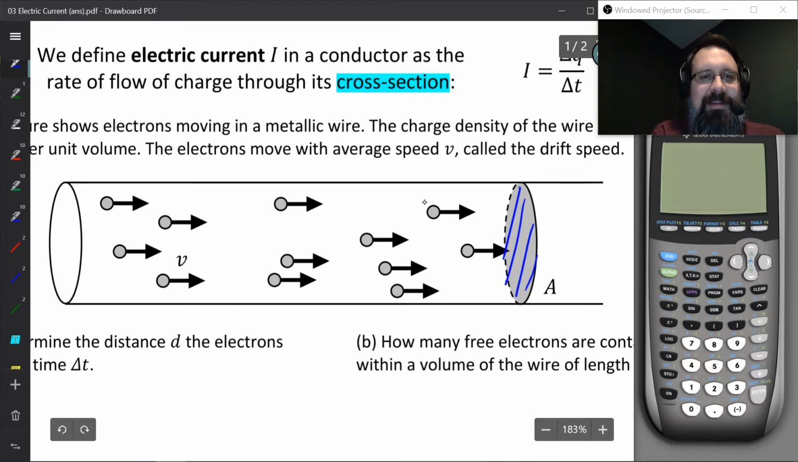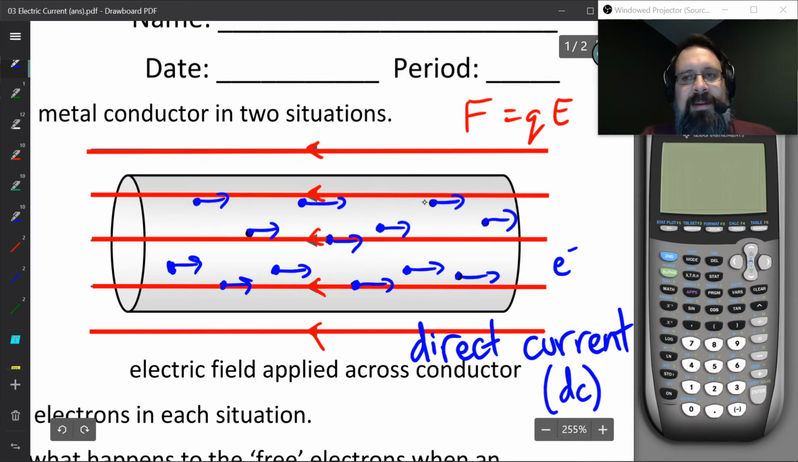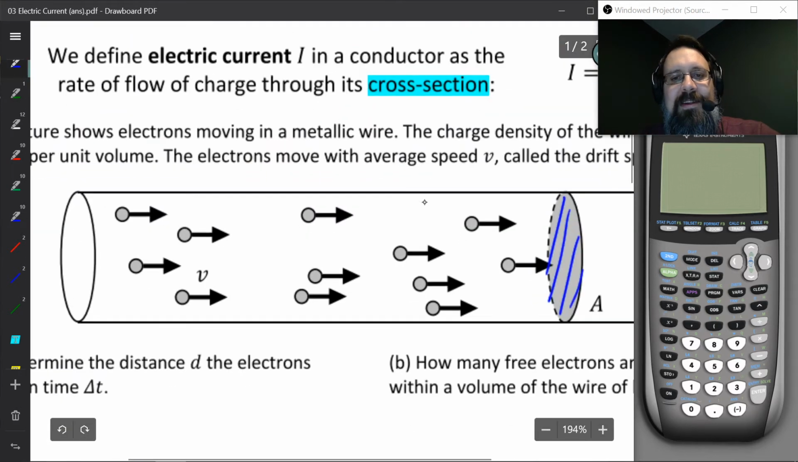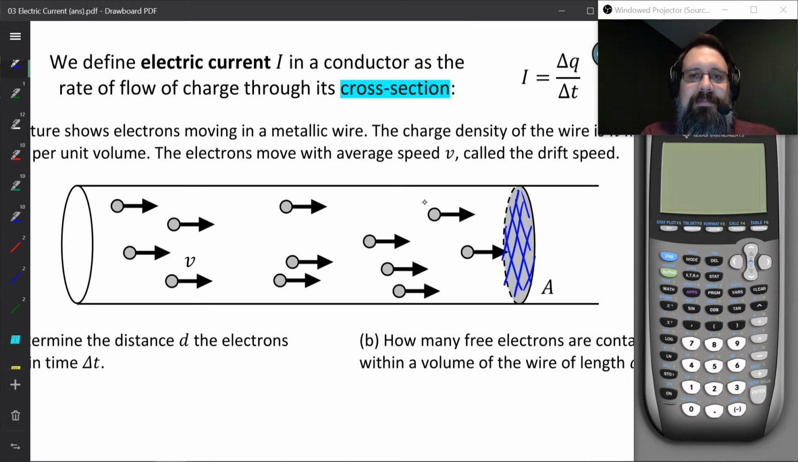Here we have all these electrons moving through a wire, right? What are two things that determine the amount of electrons that are going to pass through this area here? The material and how good of a conductor it is.